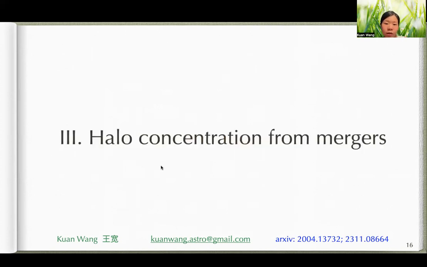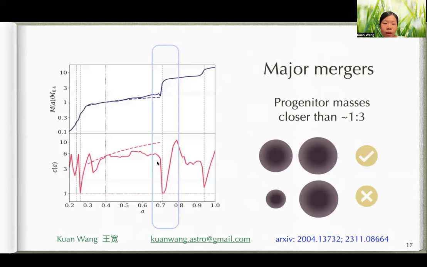Let's examine the details of halo formation. In this figure, we show the evolution of one halo throughout its history. The top panel is the mass evolution, and the bottom panel is the concentration. You can see several sudden jumps in the mass and significant oscillations in the concentration. We also see that these happen around major mergers, marked by the vertical dashed lines.